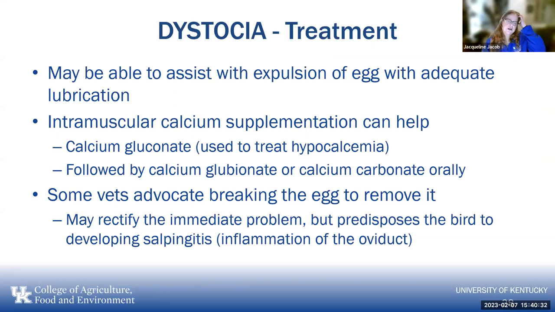As well, with treatment, it may be able to expel the egg with adequate lubrication. You may need to solve the low calcium. You can inject calcium gluconate, which is used to treat hypocalcemia in people as well as animals, to give them that initial boost of blood calcium. And then you follow it up with calcium gluconate and/or calcium carbonate orally to keep it up.